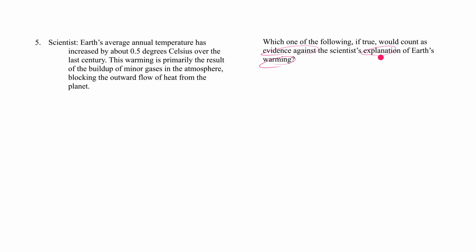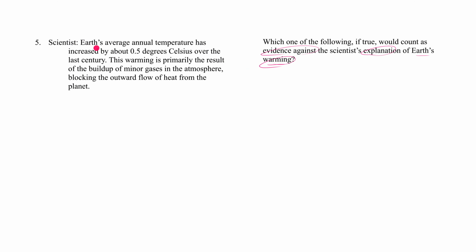There, the question stem is telling you to invoke the phenomenon-hypothesis framework. The phenomenon is Earth's warming. The scientist's hypothesis, here the word explanation is used in lieu of hypothesis. Okay, so let's take a look at the stimulus.